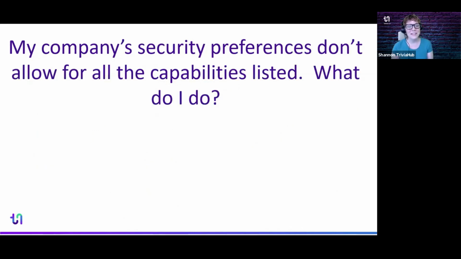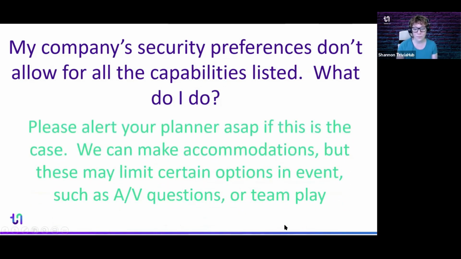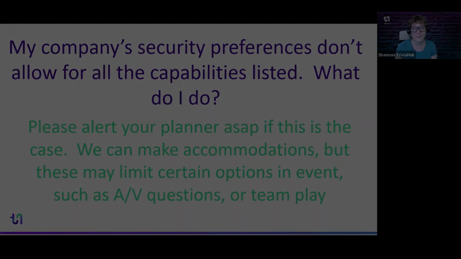All right, my company's security preferences don't allow for all of the capabilities you have listed. What do I do? You know what? It's not a huge deal. We can make certain accommodations, but it may limit certain options in your events, things such as audio-visual questions or team play. So just reach out to your planner or reach out through the chat and let them know.